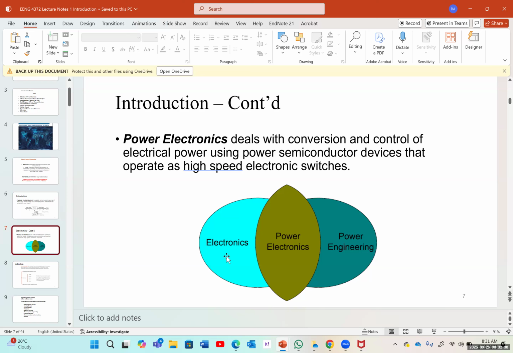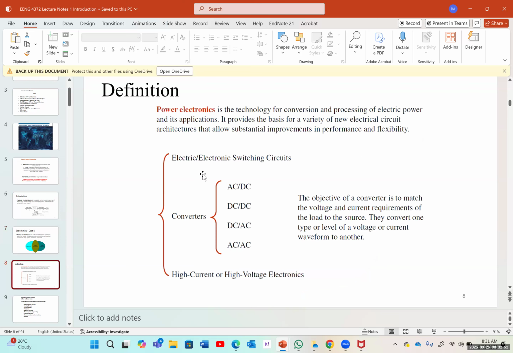And again, combining the electronics part, and the power engineering part, or power systems and electronics, and control systems as well, you have power electronics. So, as mentioned, it's the technology for conversion and processing of electric power and its application. It provides the basis for a variety of new electrical circuit architecture that allows substantial improvement in performance and flexibility.